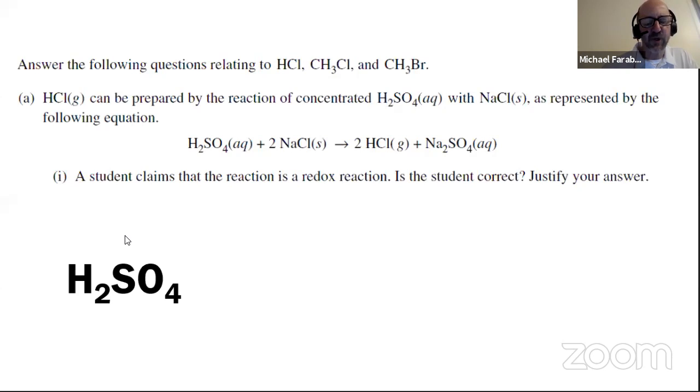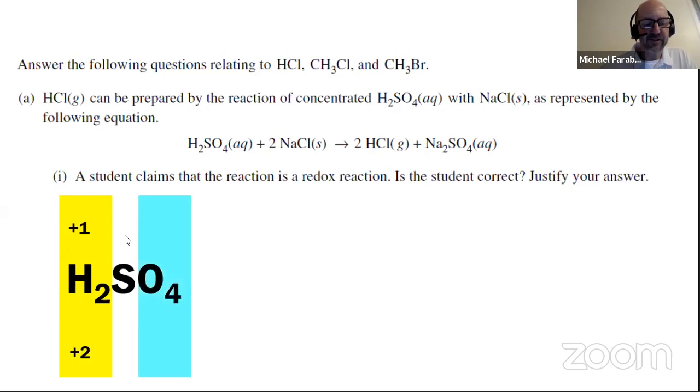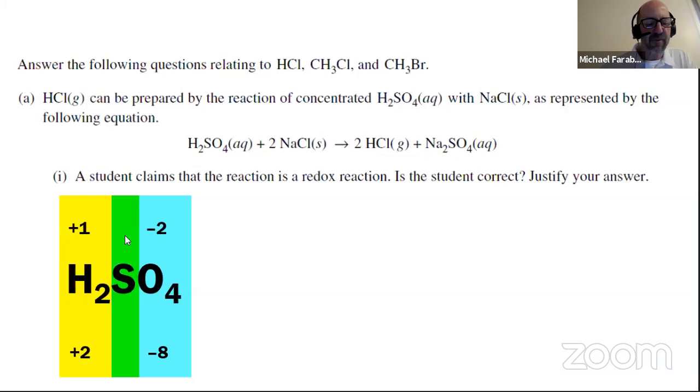I'm going to start with H2SO4. Hydrogen is normally +1, and we have 2 of them. So that's +2. Oxygen in most compounds is -2, and we have 4 of them. So we have a total of -8. So that makes the sulfur, to make this total charge 0, have an oxidation number of +6.